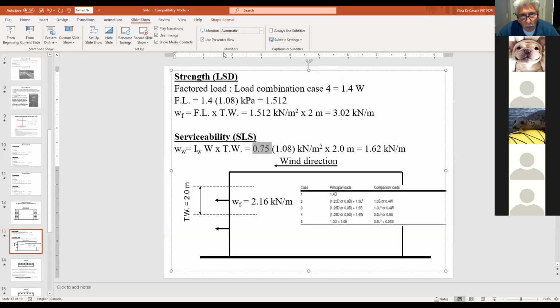In other words, I go back to the equation, Vincent. The only variable that changes when I calculate my W is my IW, my importance factor. And for serviceability, it becomes 0.75. So this stays the same. So now we have a WF, and therefore our factored load is 1.512 kPa. Okay, that's good to know.